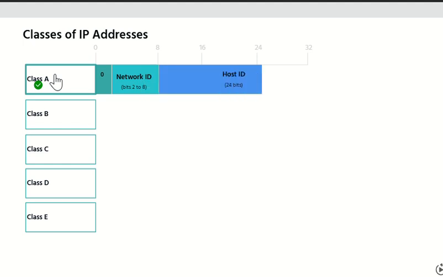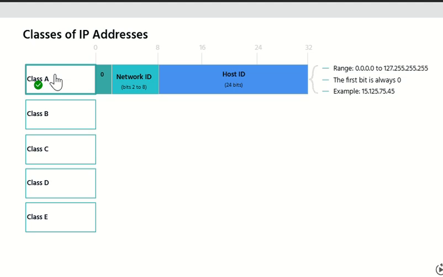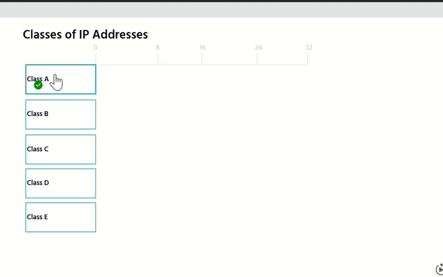Class A was designed for networks with a small number of subnets with large numbers of hosts per subnet. Class A's range is 0.0.0.0 to 127.255.255.255. The first bit is always 0. An example address is 15.125.75.45. Select the next option.